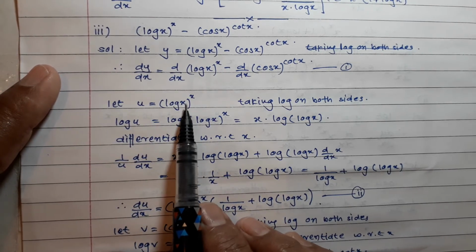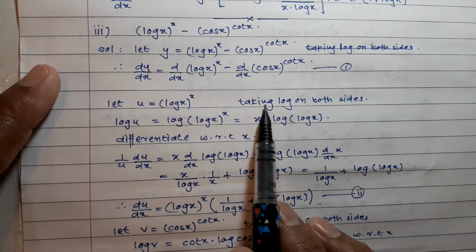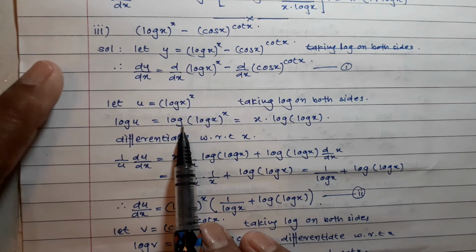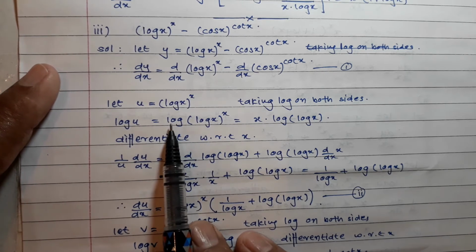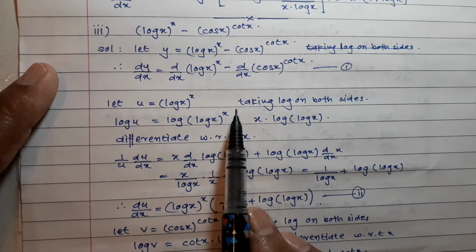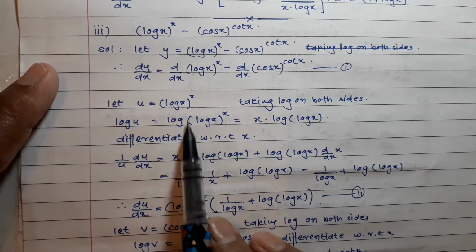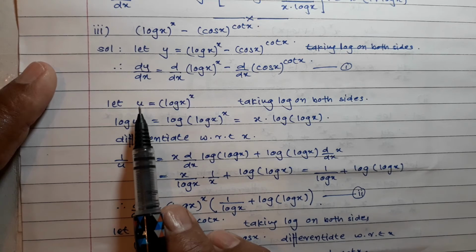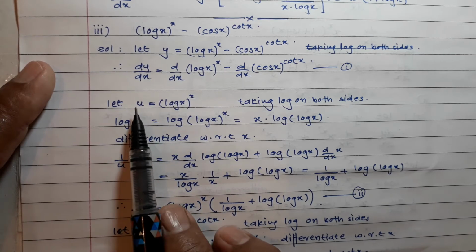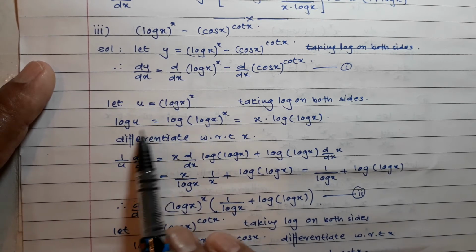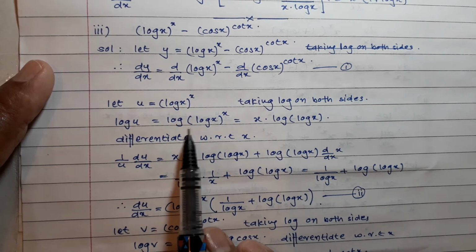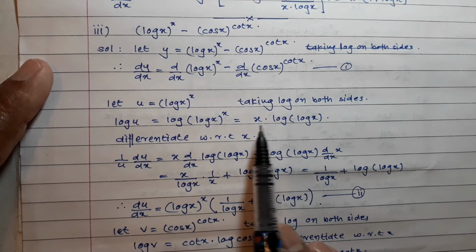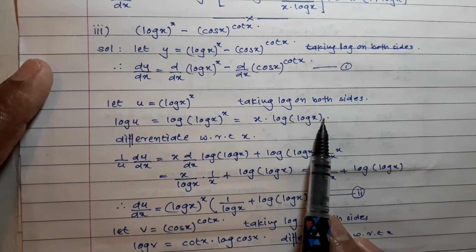u is equal to (log x)^x. Taking log on both sides, log u is equal to log (log x)^x. Okay, remember, this is what complicated step. I'm taking log of both sides, so log u and log of this, so log (log x)^x is equal to x log log x.